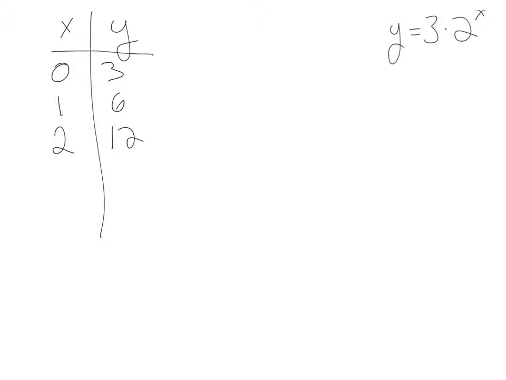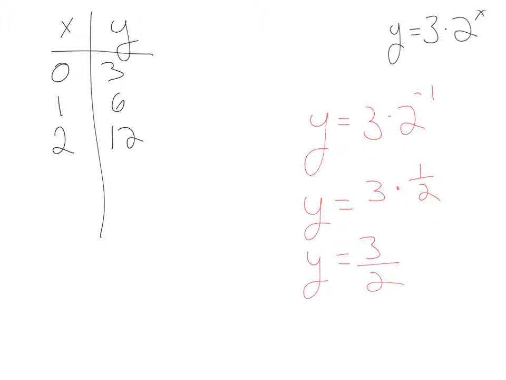We can also do negative numbers. So let's look at what happens when we plug in a negative number. Y equals 3 times 2 to, let's say, the negative first power. Well, 2 to the negative first power is 1/2. So y equals 3 times 1/2, or y equals 3 over 2. So that point would be negative 1, 3 over 2.